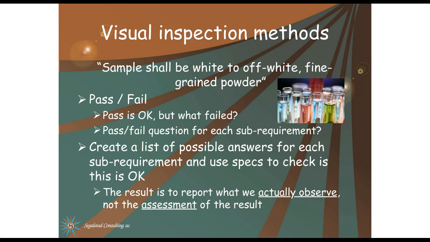Visual inspection methods are manual and not determined by instruments. In this example, we have a spec stating sample shall be white to off-white fine-grained powder. How do we implement this in LIMS? Well, we can say pass-fail. Well, pass is okay, but what failed? Let's try pass-fail question for each requirement. No, we shall not. Pass-fail is an assessment. It is not a result.